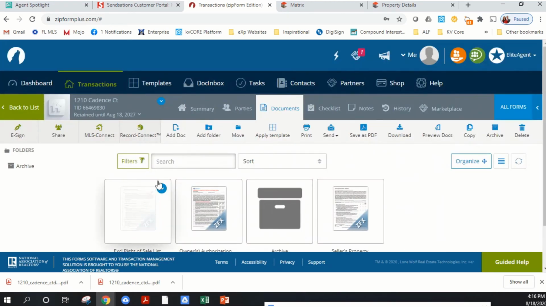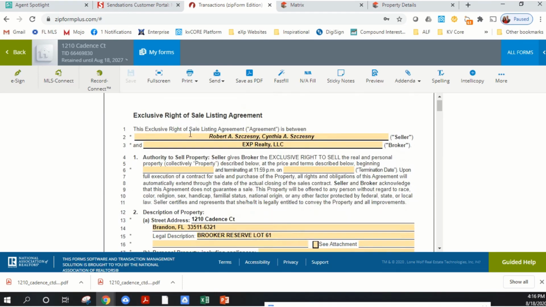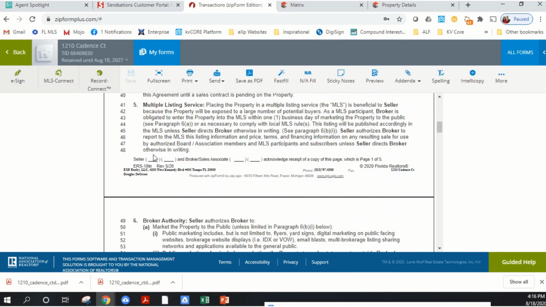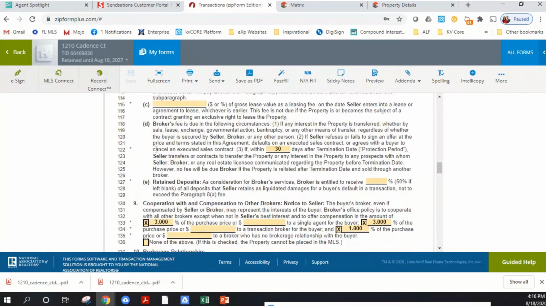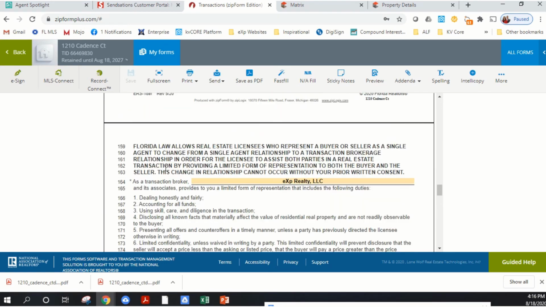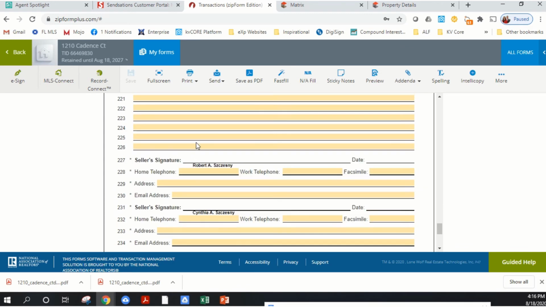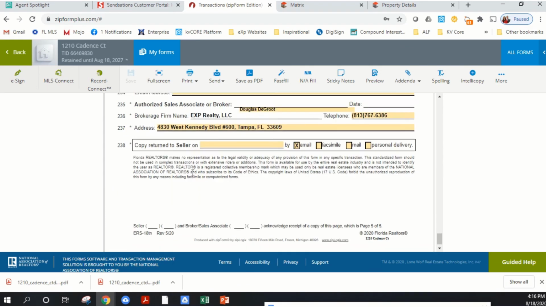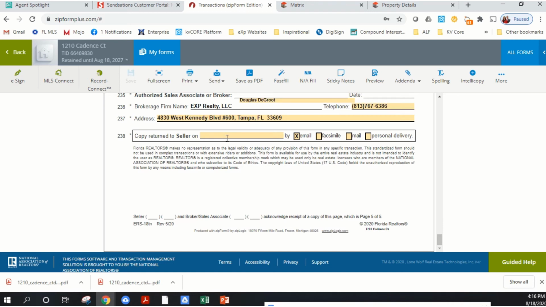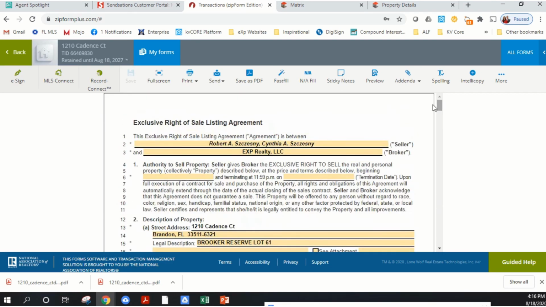I won't do this, but you can do this all digitally, sign it and stuff. Again, where the seller needs to sign on this listing agreement is at the bottom of every page. They have a signature at the bottom of page 3. They have a signature in the middle of page 4, initial, full signature at the last page, and then EXP always wants to know what date you return it to them. So make sure you fill that in, initial there, and that's the listing agreement right there.